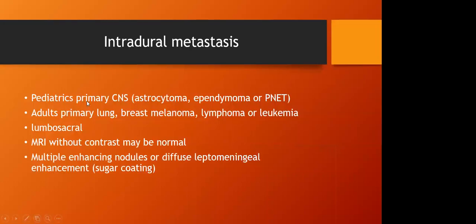The most common primary in the pediatric age group is the CNS tumors, astrocytoma, ependymoma, or the primitive neuroectodermal tumor. And in the adults, the most common primary is from the lung, breast, melanoma, lymphoma, or leukemia. Site is usually lumbosacral. MRI without contrast could be normal, and after contrast, it could be seen as multiple enhancing nodules or the diffuse leptomeningeal enhancement called the sugar coating.